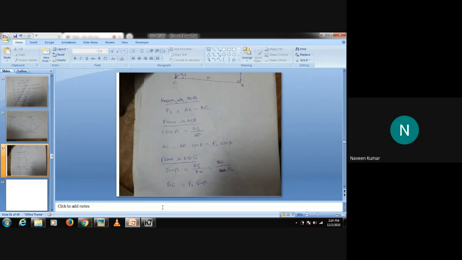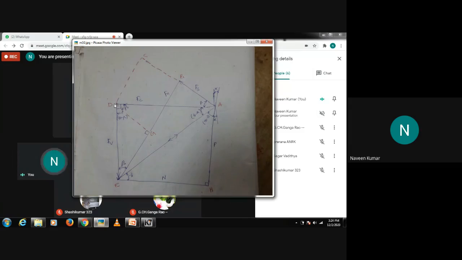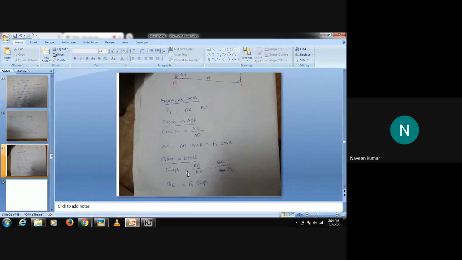Now look at triangle DEG. In this triangle DEG, sin beta is equal to DG by DE. DE means Fv. DG is equal to BC, as we said earlier. Yes, sir, the same distance, equal to BC. So we can write DG as BC. So sin beta is equal to DG by DE. DG is nothing but BC, and DE is nothing but Fv. Now BC is equal to Fv sin beta, right?